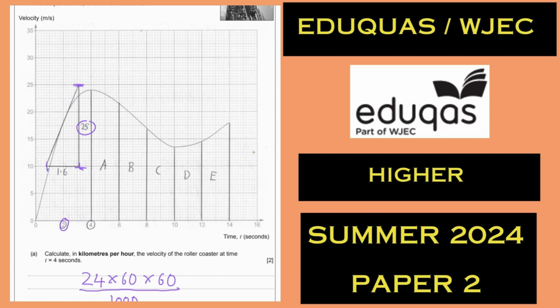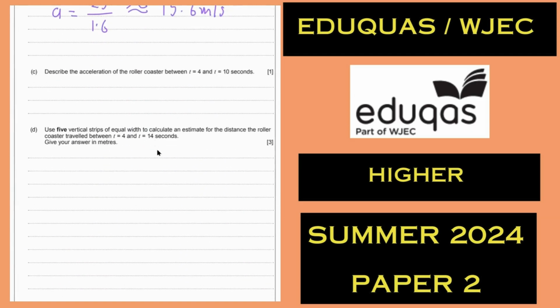It wants us to estimate the area. It says the distance travelled. That's area. As you can see, I've chopped it into 5 trapezia. You just need to read off the heights: 24, 21.5, 17, 13.5, 14.5, and 18. Make sure you've made a note of those, because your job is now to find the area of all those trapezia.